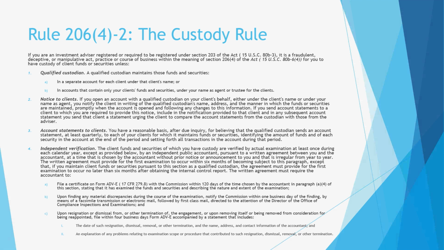So this is the actual custody rule, Rule 206(4)-2. The custody rule provides that RAs that have custody of client funds and securities must use a qualified custodian, such as a bank or registered broker-dealer. Under the rule, RAs are deemed to have custody of client funds or securities that are held by related parties that are qualified custodians as well. The rule requires RAs to provide written notice to the clients when they open an account with the qualified custodian on the client's behalf, requires annual surprise examinations of RA client accounts by independent auditors, and requires the RA's independent auditors to file a report of the results of their inspections with the SEC.